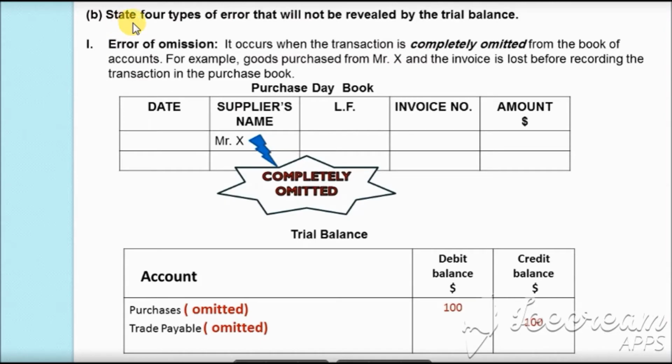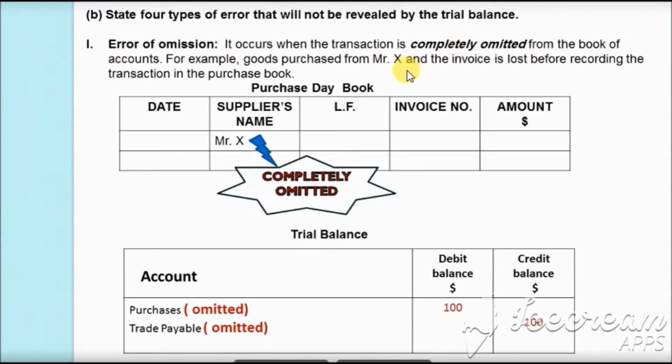In the B bit of the question, we are asked to state four types of errors that will not be revealed by the trial balance. You just need to state the errors, but I have explained the errors as well so that you can understand in a better way. So first is the error of omission. It occurs when the transaction is completely omitted. That is, it is not at all recorded in the books of account.